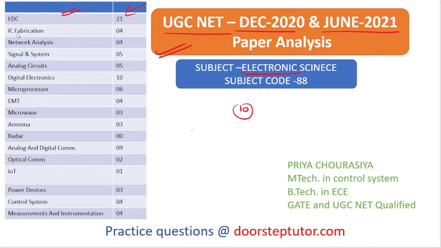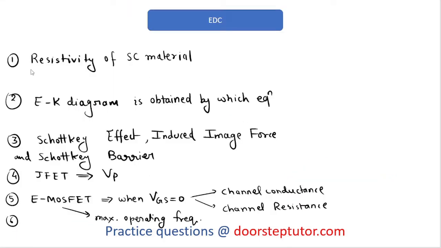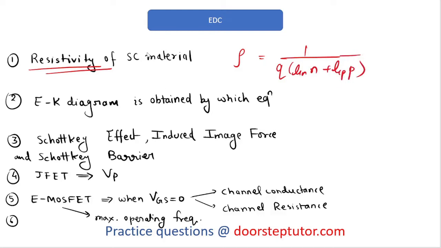So let us discuss. As we know, electronic devices and circuits is the most important subject for UGC NET, and it has the maximum weightage, that is 21 questions were there in the paper from EDC only. So what were the questions? A question based on resistivity of semiconductor material was asked, and it was a direct formula based question: rho is given by q into mu n into n plus mu p into p. So that is a direct formula based question.